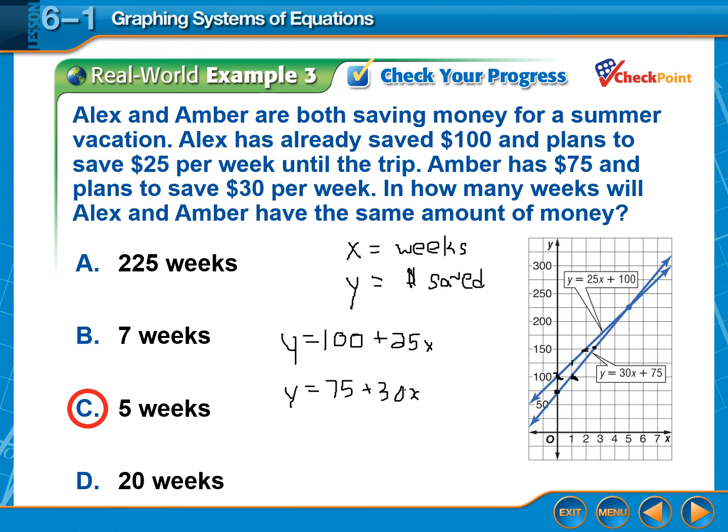And what we'll see is that as we continue this graph, those two lines will intersect right here at week, we'll go down to the x-axis to measure the weeks, 5. And at that point, each of them will have $225. So that point of intersection tells me that after 5 weeks, Alex and Amber both have $225 saved.